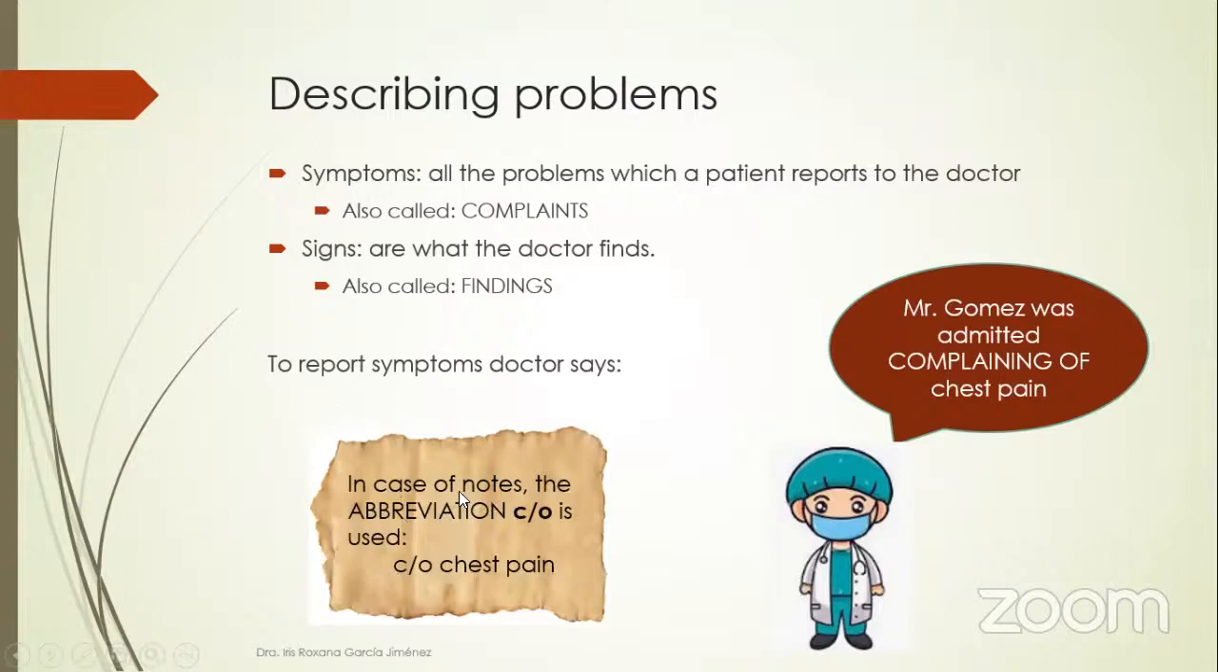We always use abbreviations. Why abbreviations? Because it's a general way to get in touch with our colleagues. It's a uniform way to share information and to write down fast. It's easy. The abbreviation for complaining of is C/O. We're going to use this one a lot. The note says: admitted, C/O, chest pain. That's enough. You don't need more details about it. Details have a specific space to be written down.